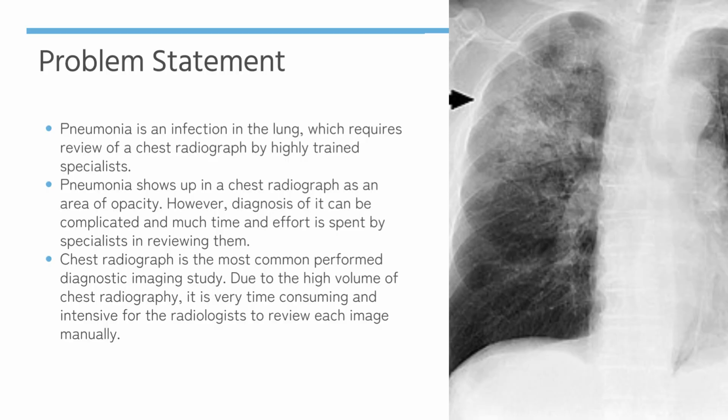The problem statement is as follows. Pneumonia is an infection in the lung, which requires review of a chest radiograph by highly trained specialists. Pneumonia shows up in a chest radiograph as an area of opacity. However, diagnosis of it can be complicated and much time and effort is spent by specialists in reviewing them.